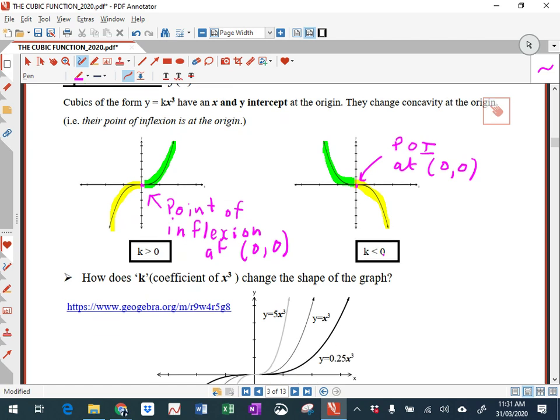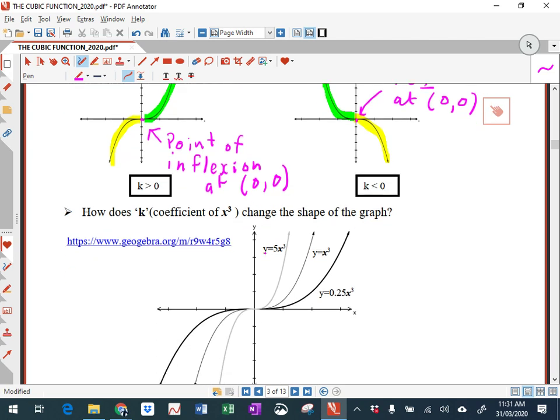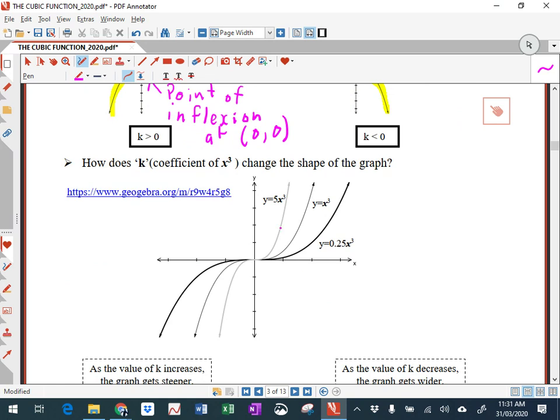Now, how does the coefficient k change the shape of the graph? We'll have a look. Now, here's 5x cubed, here's x cubed, and here's 0.25x cubed. So you can see that as the value of the coefficient of x cubed gets closer to 0, so 5 to 1 to 0.25, the curve is getting wider. The other way you can think of it is as the values of the coefficient of x cubed move further from 0, the curve gets steeper.